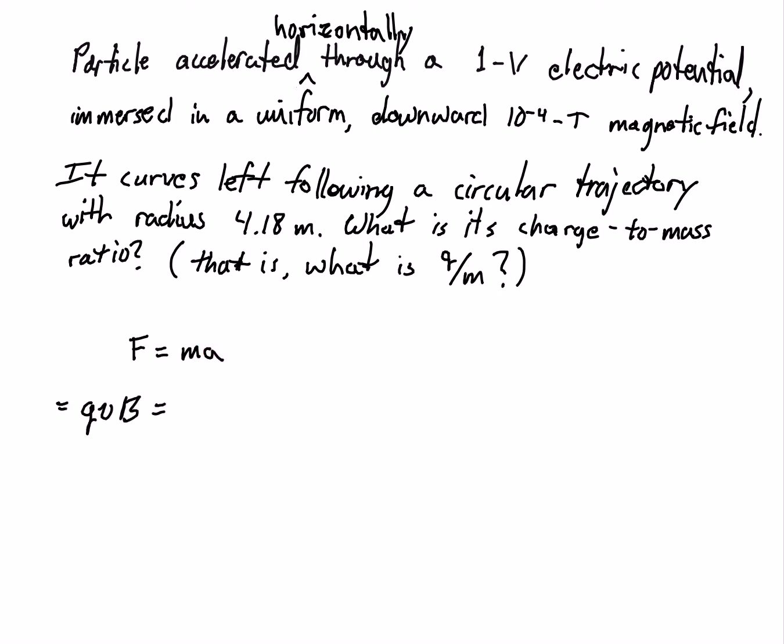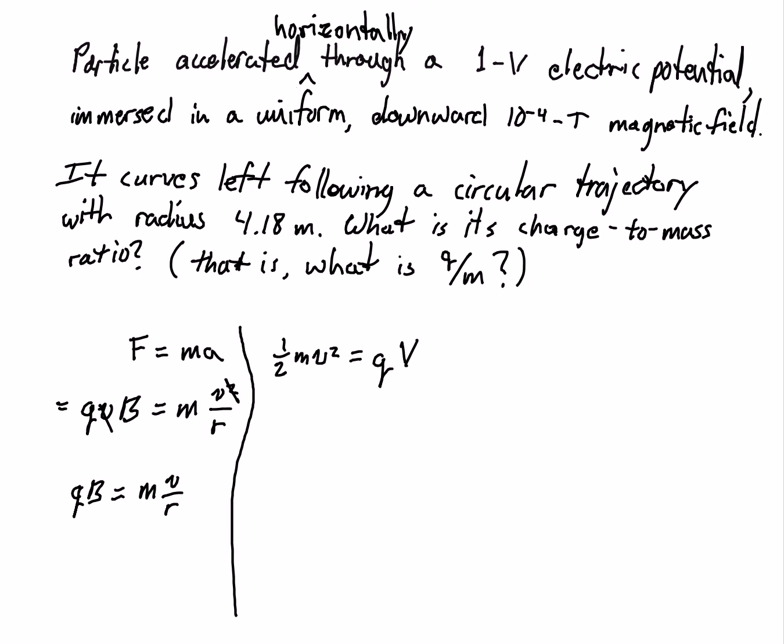The magnetic force is just qvB. The sine theta isn't there because in this case the angle is 90 degrees, because the velocity is horizontal and the magnetic field is downward. So sine of 90 degrees is 1, the sine theta just disappears, leaving qvB for the force. And the centripetal acceleration is v squared over r. The v on the left side cancels with one of the v's on the right side, so this simplifies to qB equals mv over r.